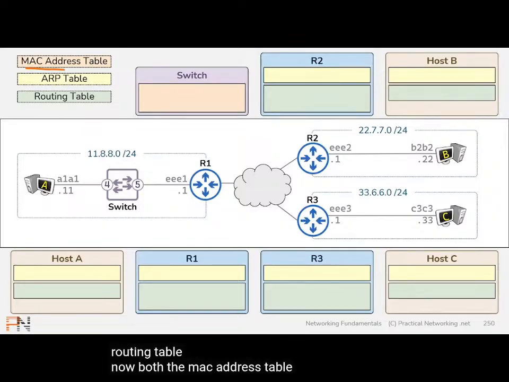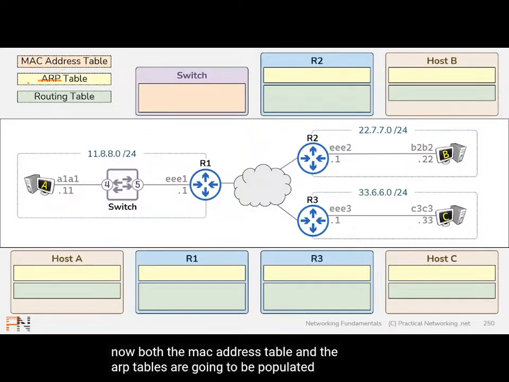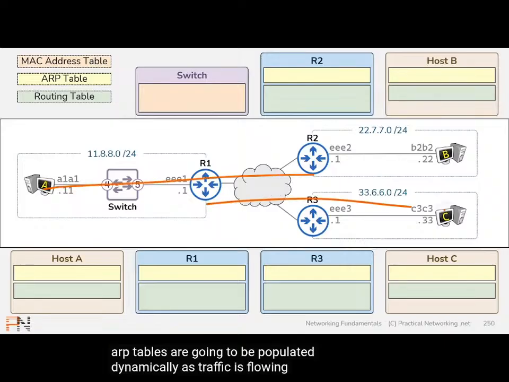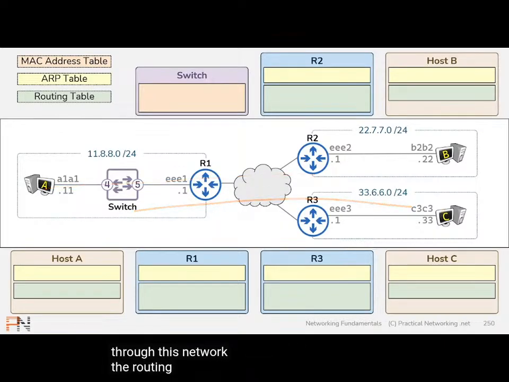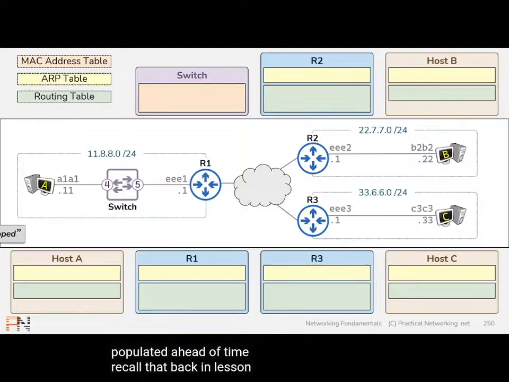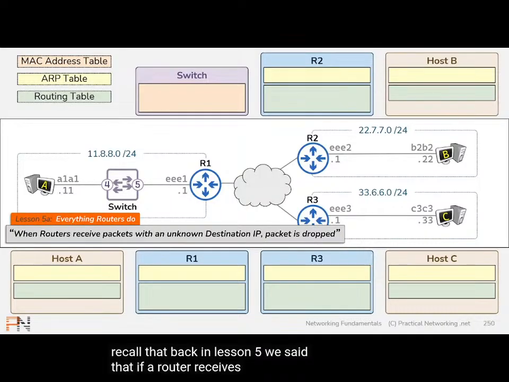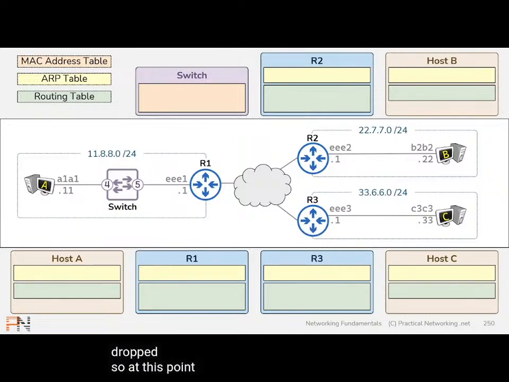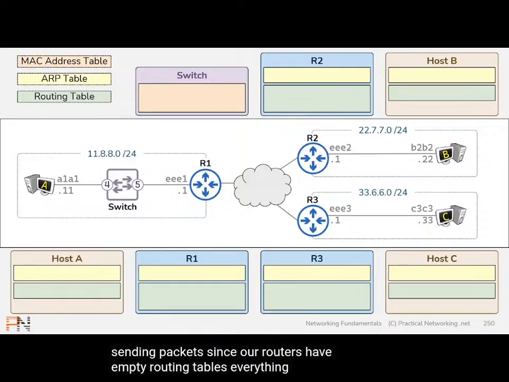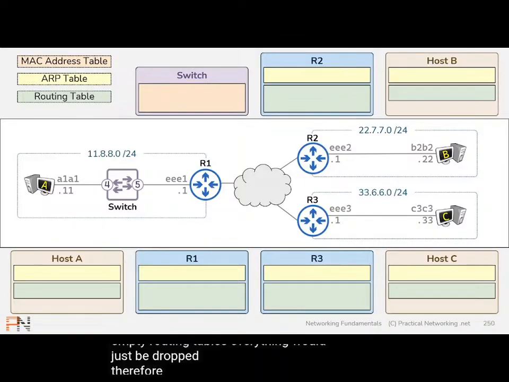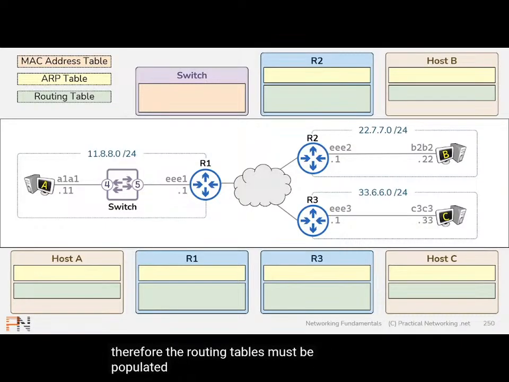Now both the MAC address table and the ARP tables are going to be populated dynamically as traffic is flowing through this network. The routing table, however, must be populated ahead of time. Recall that back in lesson 5, we said that if a router receives a packet with a destination IP address not in the routing table, that packet would be dropped. So at this point, if our host started sending packets, since our routers have empty routing tables, everything would just be dropped. Therefore, the routing tables must be populated before any data can be sent through this topology.